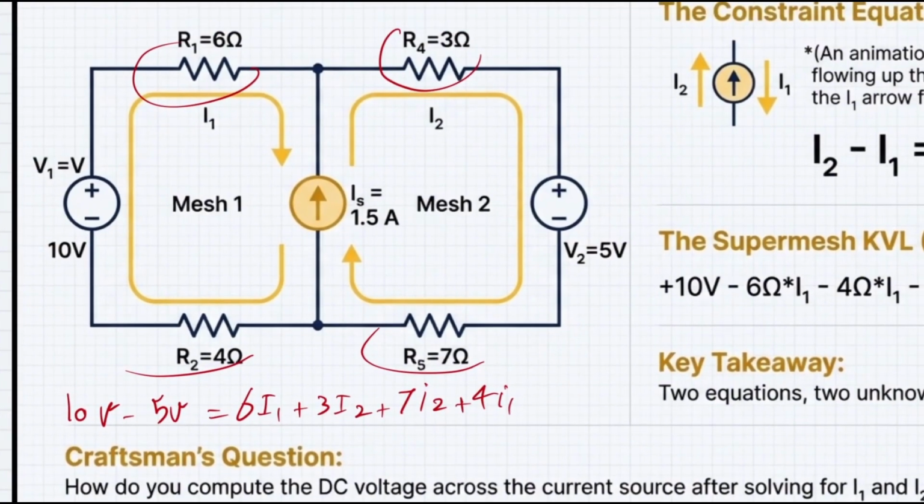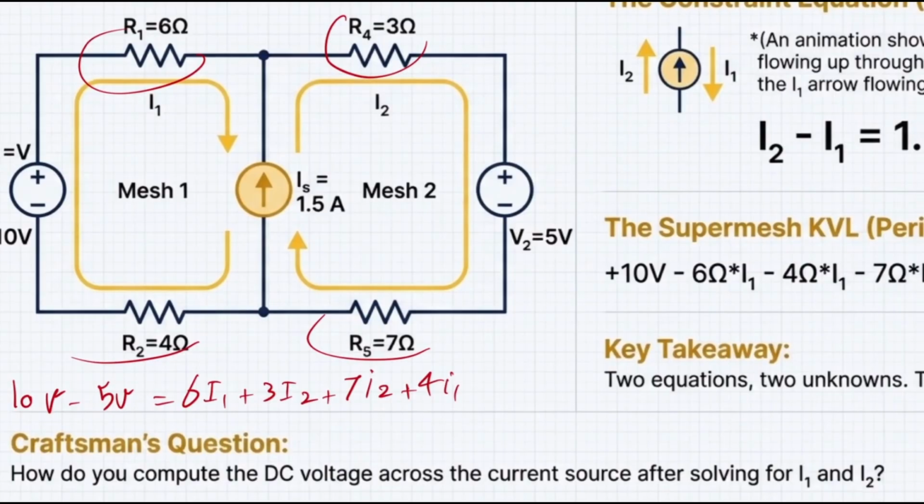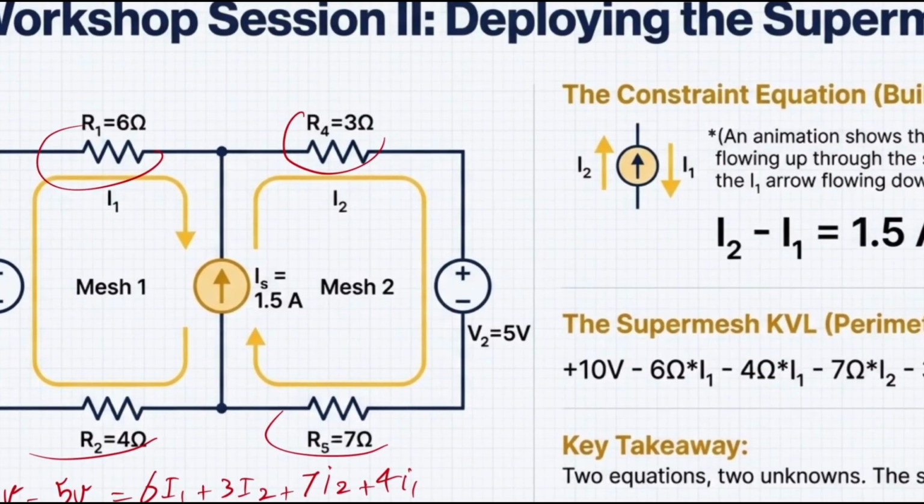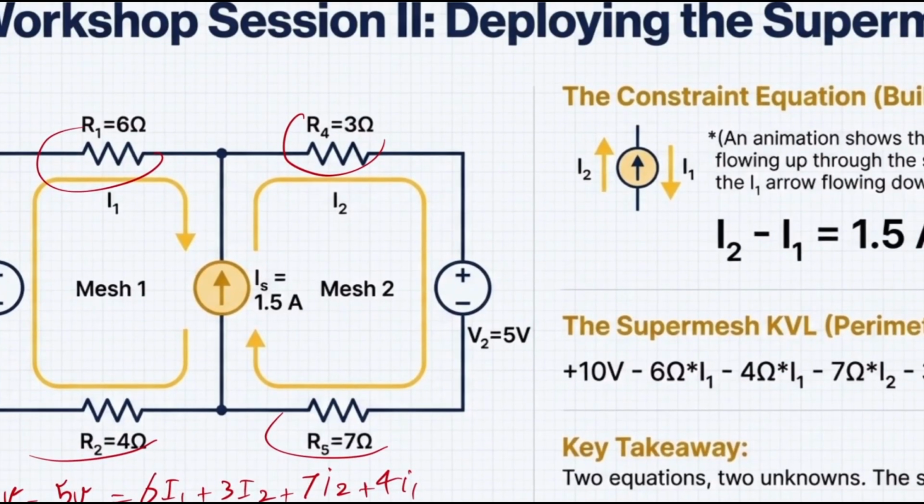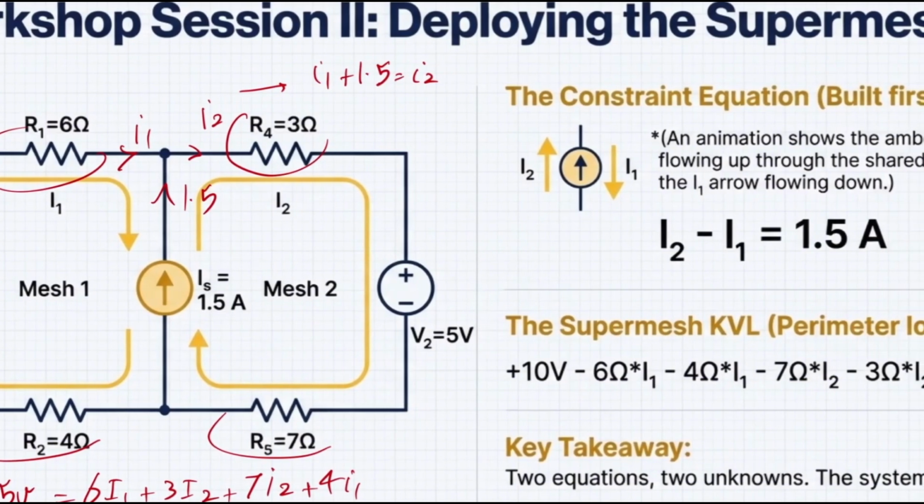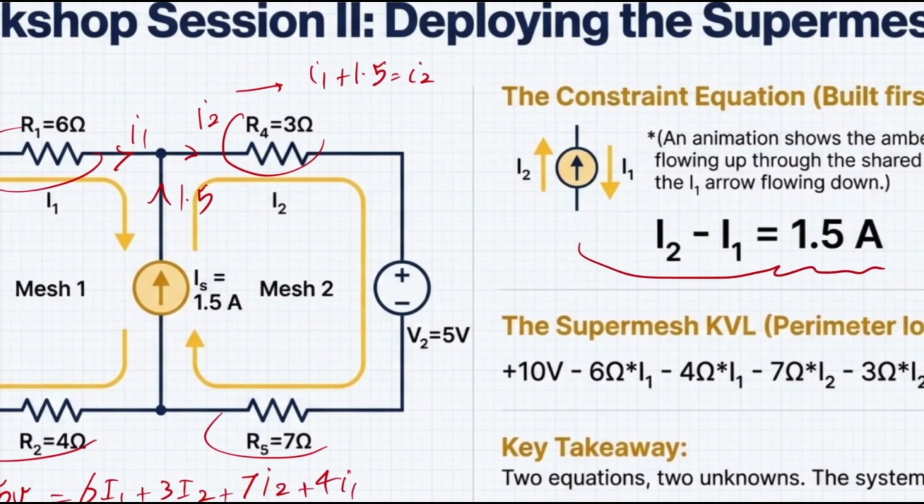Then I know a relationship between I1 and I2, and it says that I1 equals what? Because of this one, this is the direction of I1, this is the direction of IS, my current source, which is 1.5, and this is going to be I2. So at this point, I can say that I1 plus 1.5 is going to be I2. Or I can simply say that I2 subtracted by I1 is going to be 1.5.